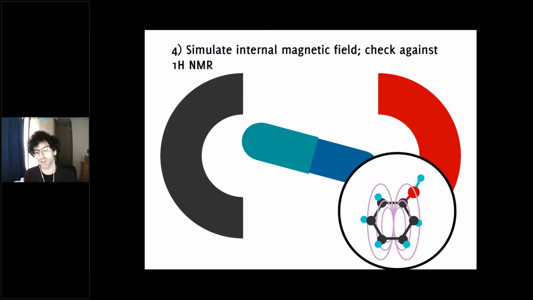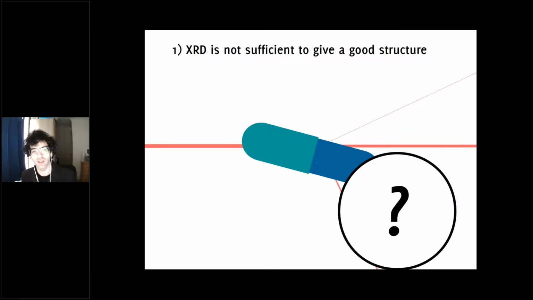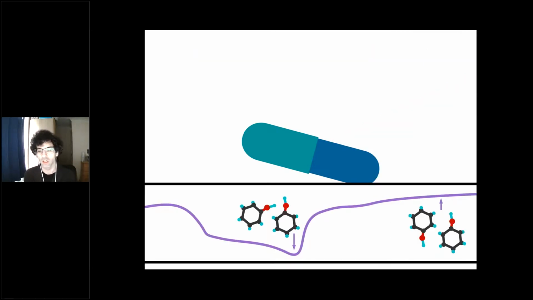Now, what if it's not this simple? What if we find out that the structure that we got from X-ray diffraction is not that good? So maybe we have only a partial structure, some information, but we don't have all of it. Or maybe we just found out that there's some mistake. Then we have to use simulation, to push the role of simulation a step further.